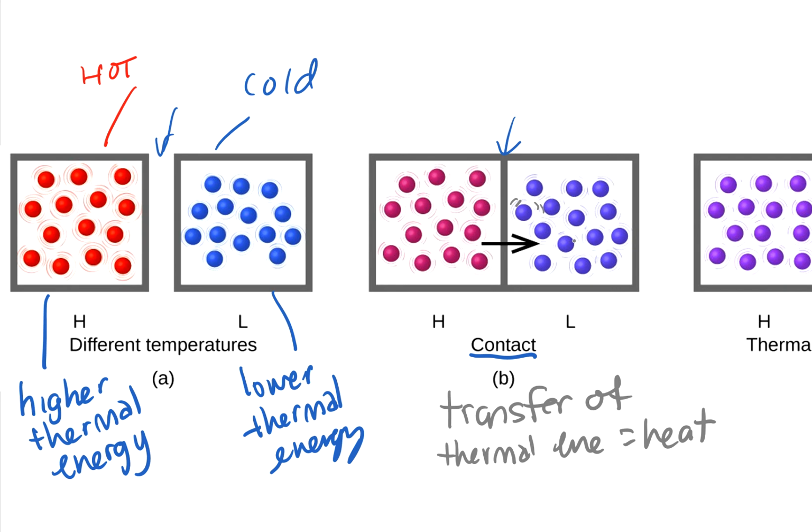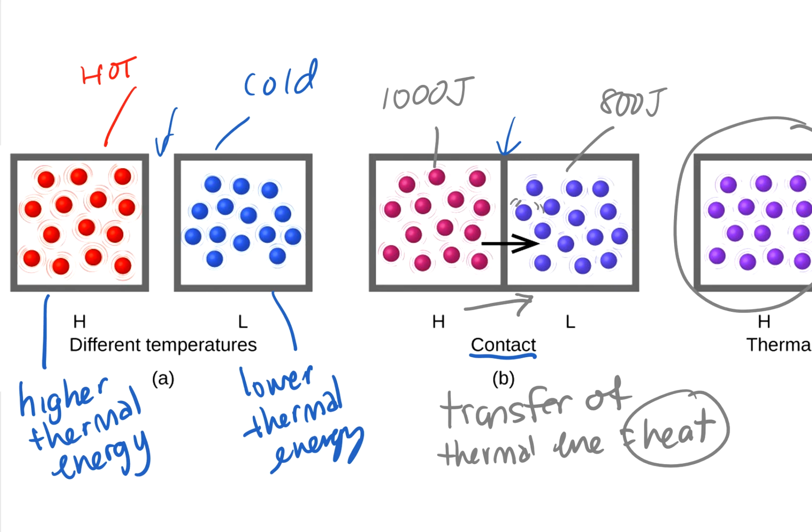So for example, just giving numbers. This one has 1,000 joules of thermal energy. This one has 800 joules. And we find that the energy actually flows. So let's say 100 joules of energy actually flow. So the heat flow is 100 joules. So heat refers to the flow of thermal energy from the hot to the cold, whereas thermal energy refers only to the substance. We add up all the kinetic energy within the substance itself, and this transfer of thermal energy will stop when it reaches thermal equilibrium.